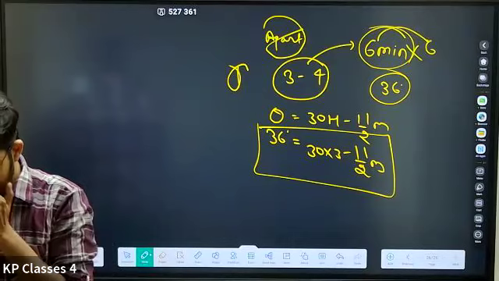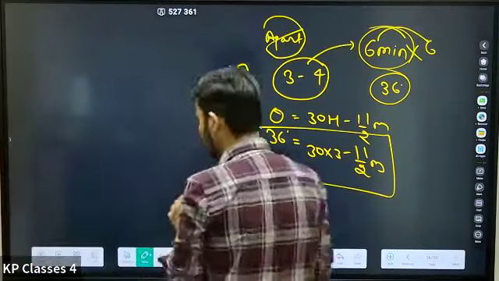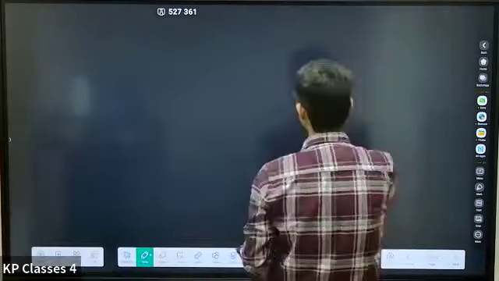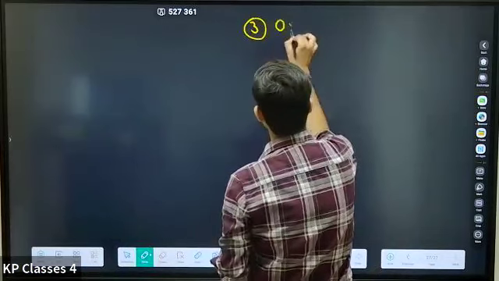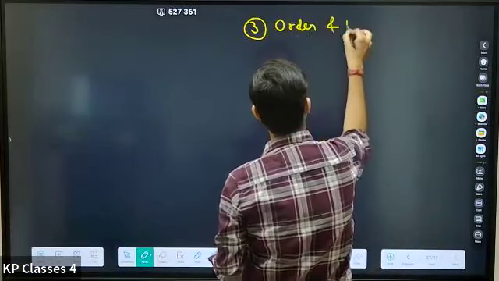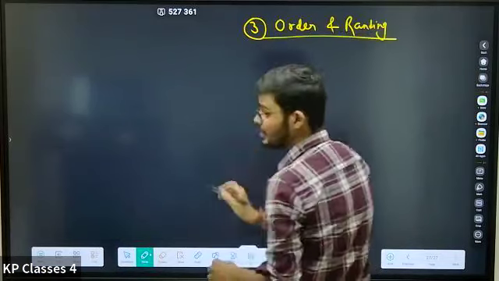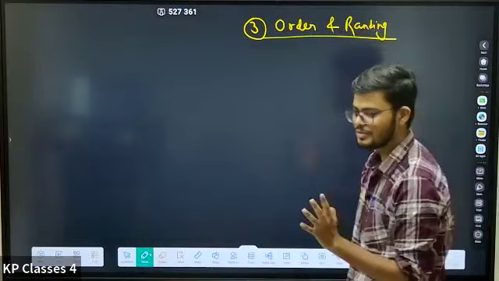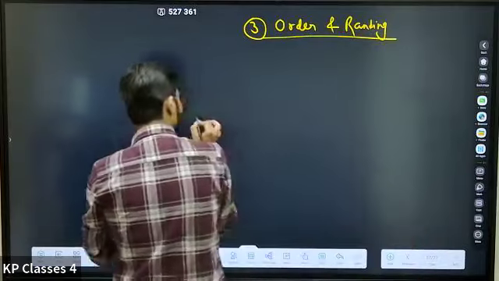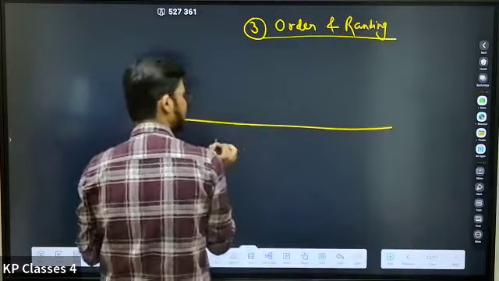Now let's talk about order and ranking. Order and ranking, the third part. Now what type of questions do we get in this part? There are 4 to 5 types. We'll be talking about that. Now there is one such example given.